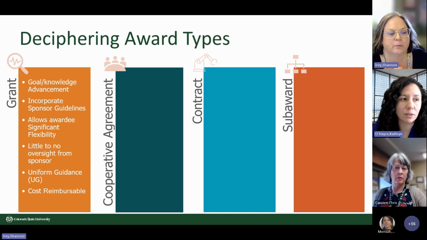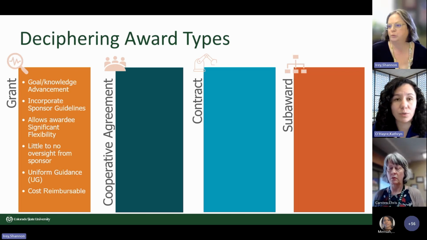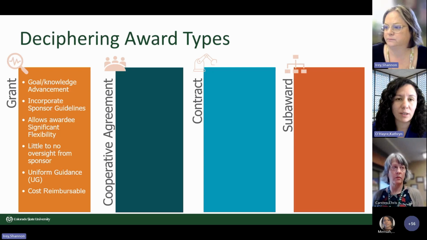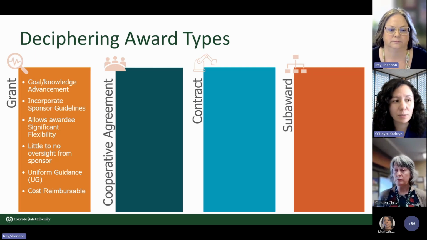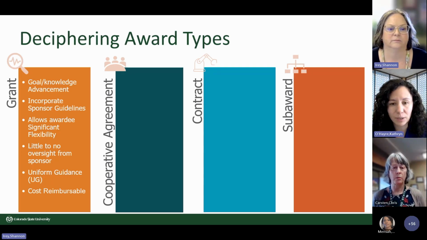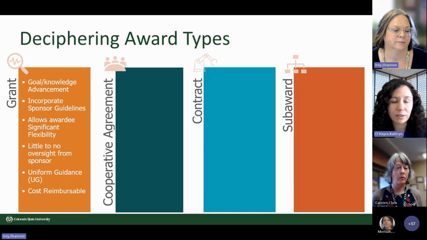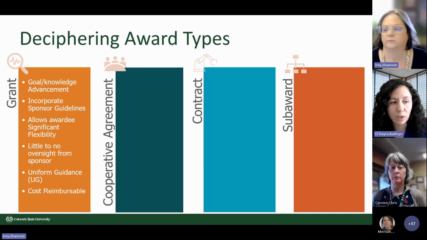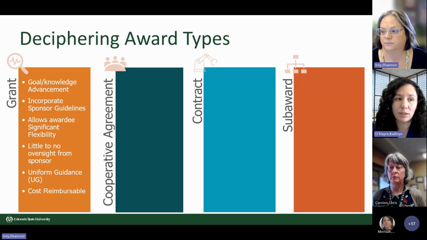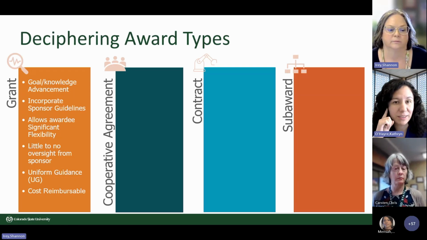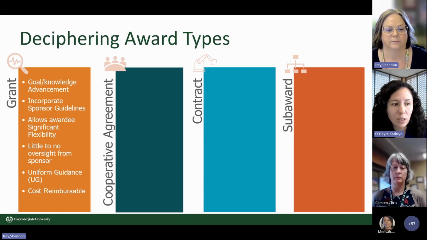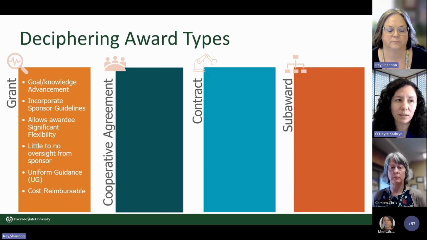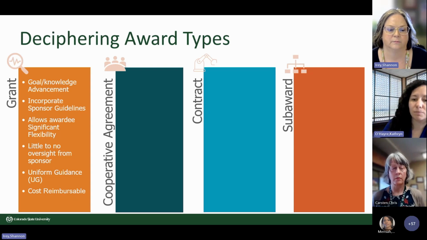The majority of our awards that we receive at CSU do fall into this grant category. You're having a general goal or knowledge, wider aims to pursue. Yes, it outlines sponsor guidelines. It has a lot of flexibility, as Sarah pointed out. Little sponsor oversight in this one. Uniform guidance. No one caught that one, so think about that for when we get to the next category. Uniform guidance plays a role, especially in our federal grantors. Cost reimbursable. We'll see that word later and discuss what cost reimbursable means.